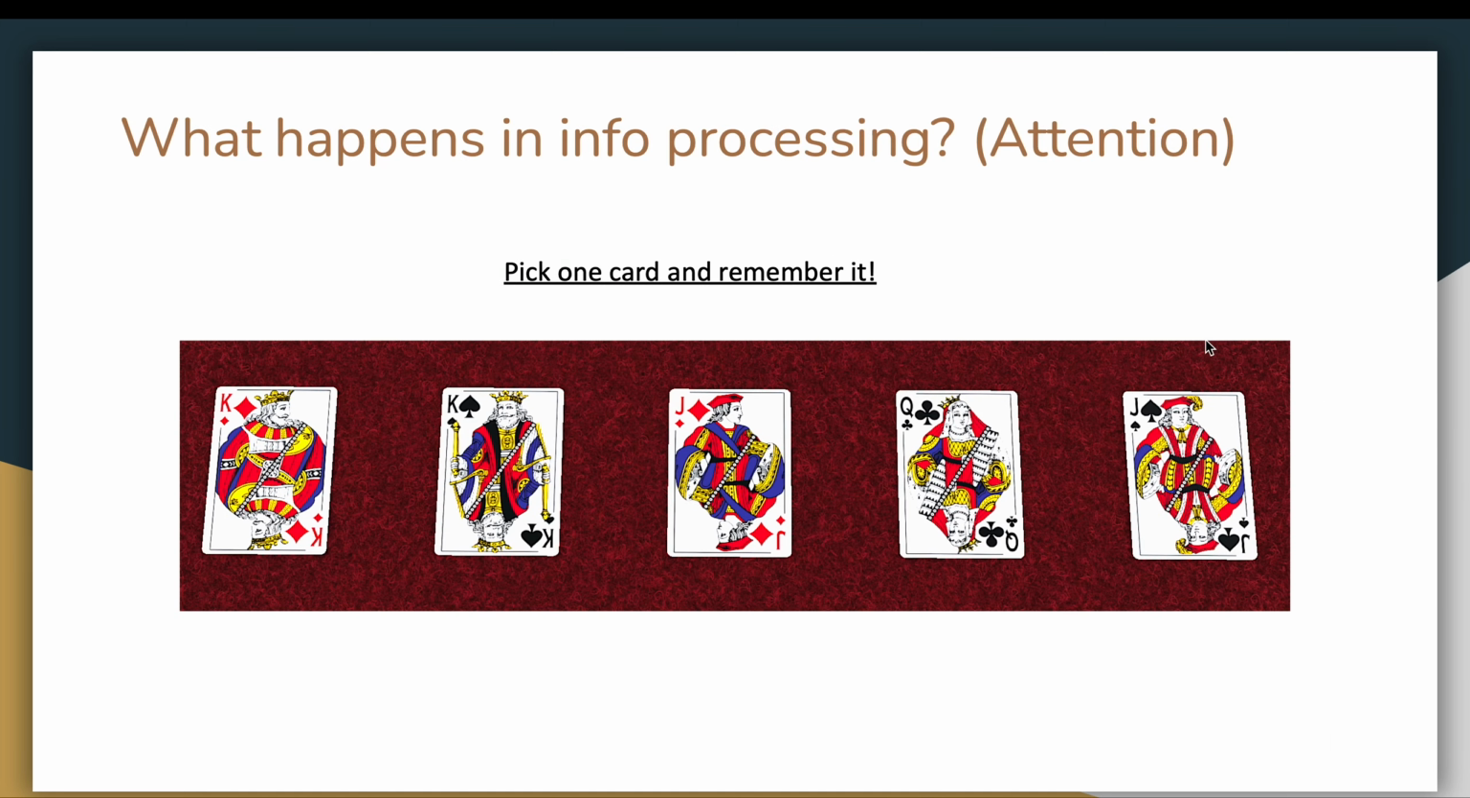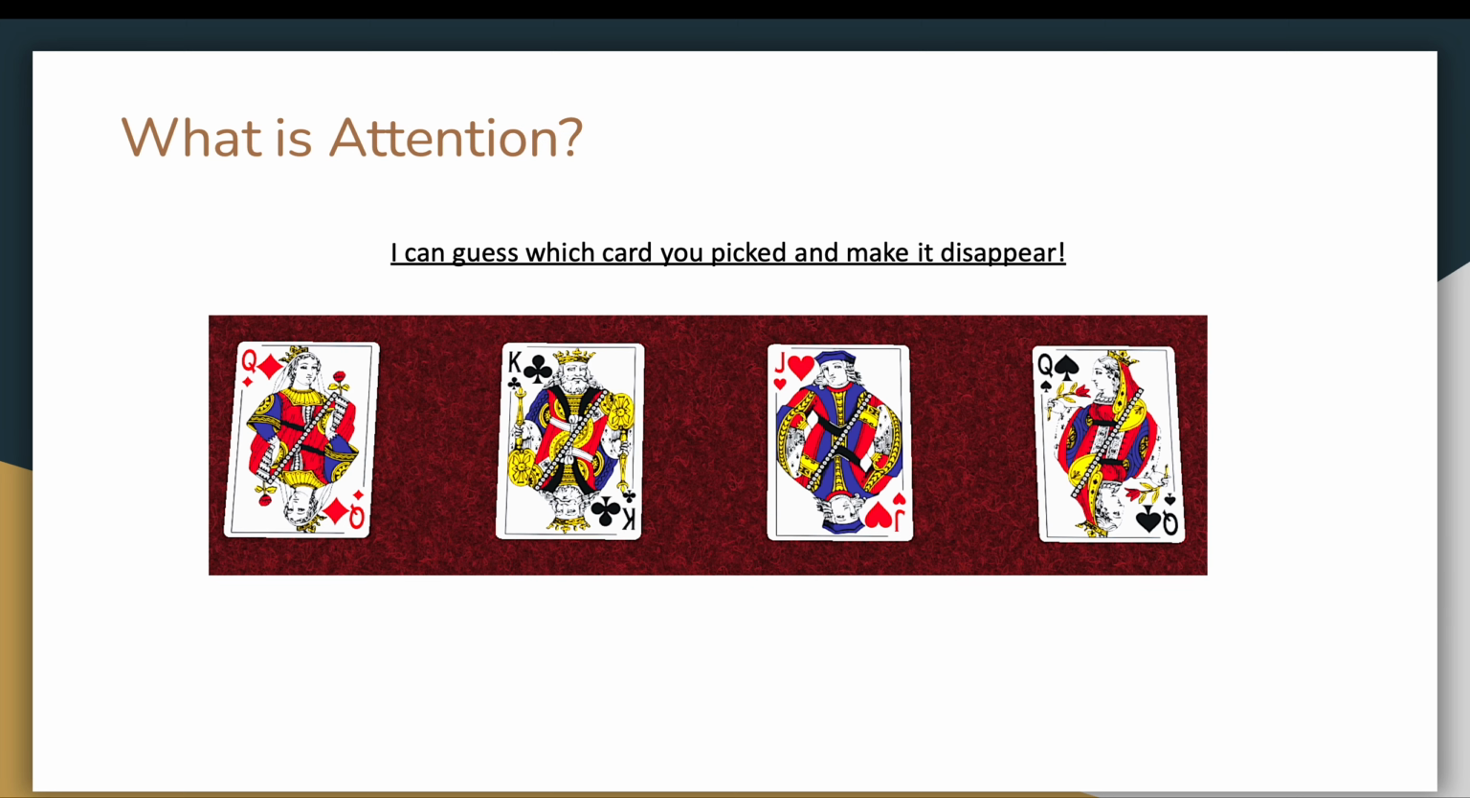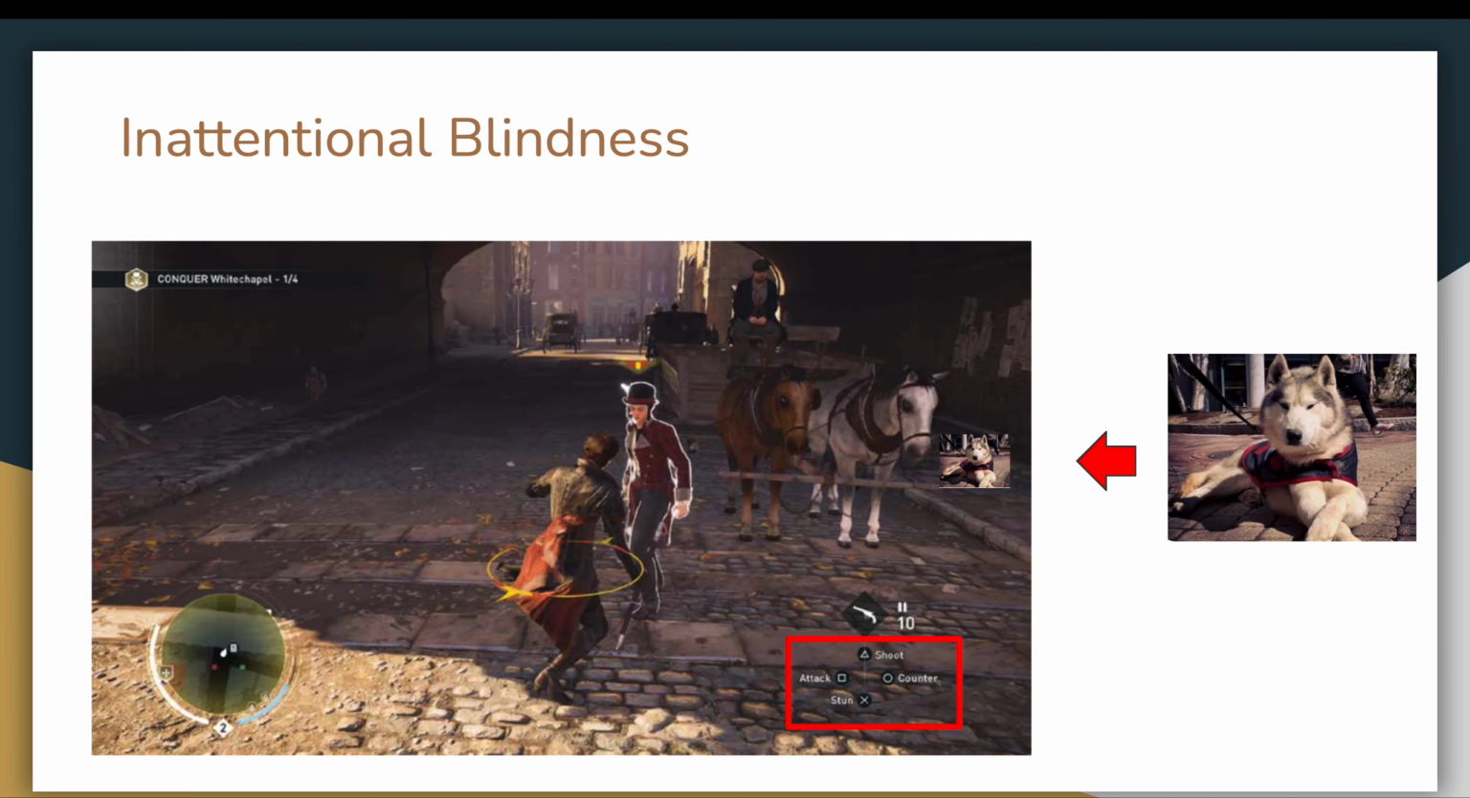So what happens in information processing? Here we take attention as an example. Pick one card and remember it. I can guess which card you picked and make it disappear. Well, the thing is that actually all cards have changed. I showed this picture in the previous slides, but have you realized that there is a cute Northeastern husky over there? So in short, attention allows us to concentrate our processing resources onto selected inputs, but by focusing on specific targets, we may ignore other things.